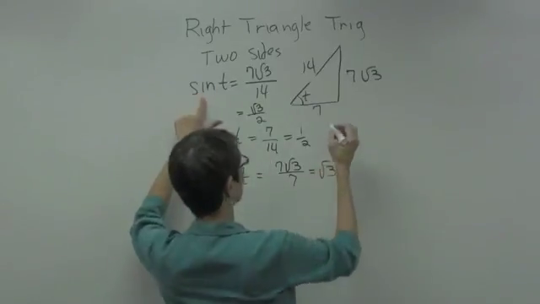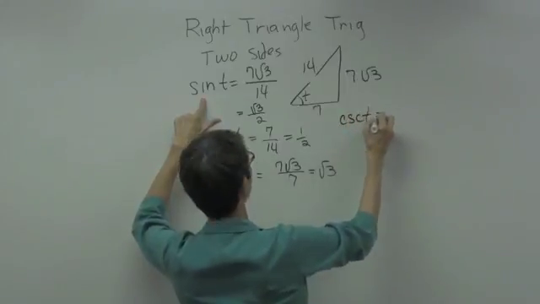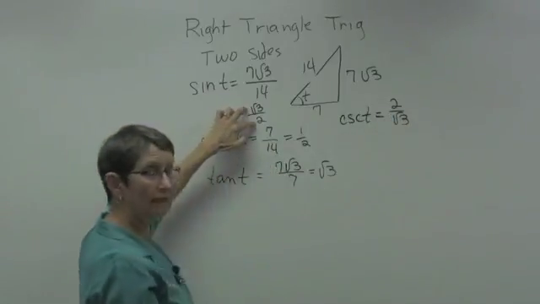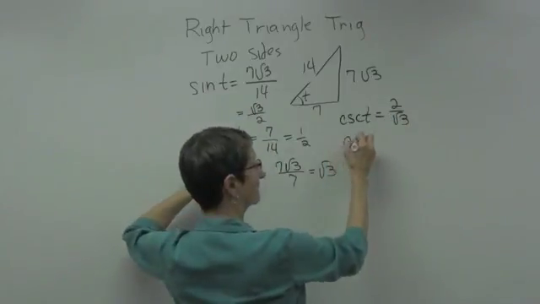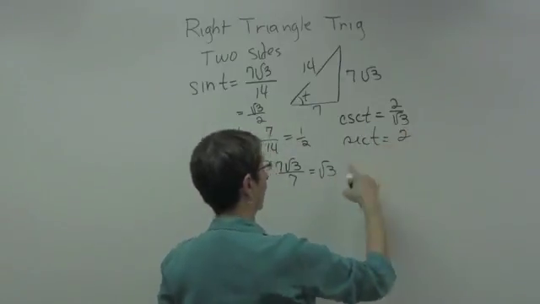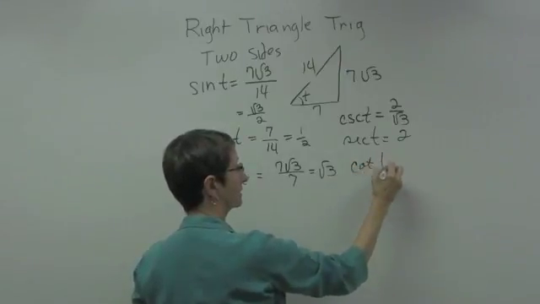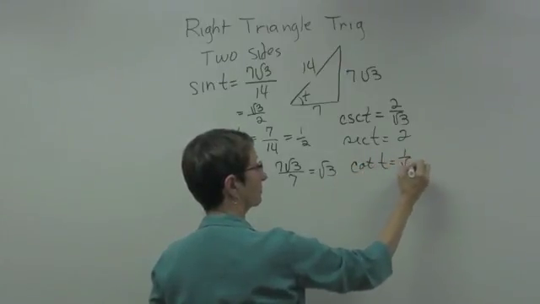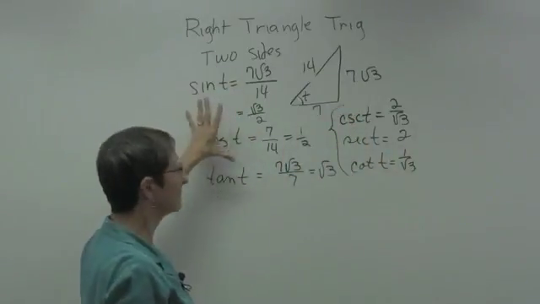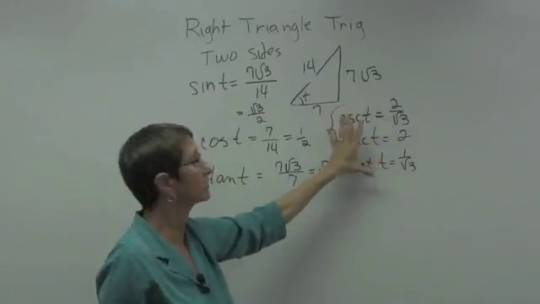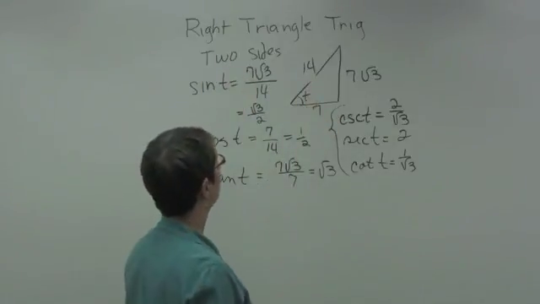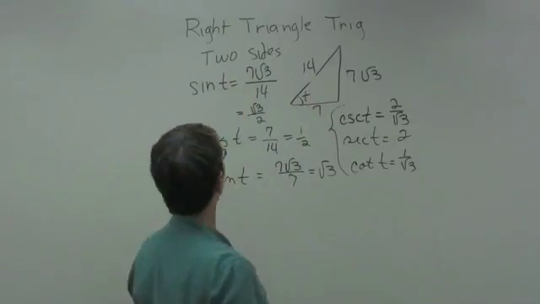If I want cosecant of T, it's the reverse of sine, which would make it 2 over the square root of 3. If I want secant of T, that comes from cosine. Flip that, I get 2. And if I want cotangent of T, this would be 1 over square root of 3. So these 3 come from these 3. These are the 3 major trig functions, and these are the 3 minor trig functions. So I can get all of that from a triangle if I know 2 sides. Well, let's look at another triangle and see what we can come up with.